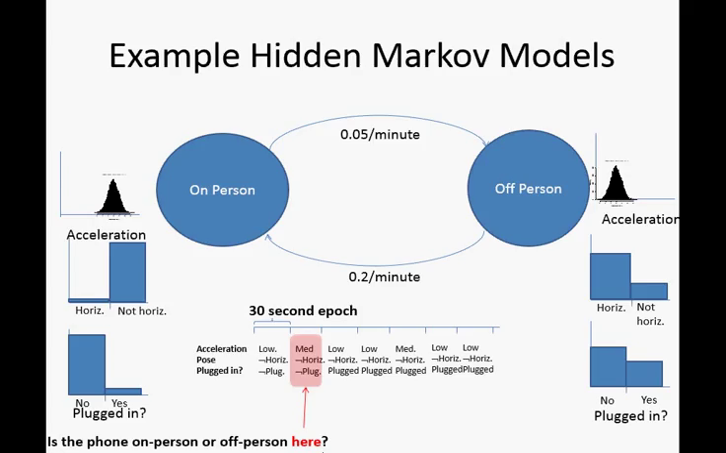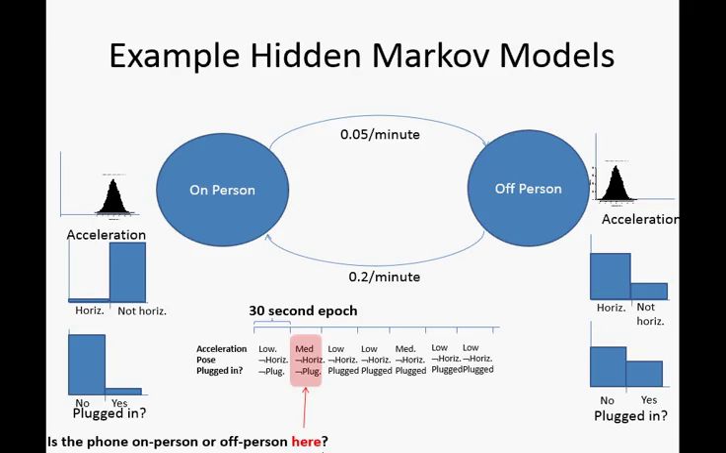Now, we could try to guess from these characteristics alone, by reasoning about the likelihoods across the different distributions, and try to come up with an estimate. But what hidden Markov models are going to take into account is what's going on before this and what's going on after this. And you'll notice that before this, it had a low acceleration in the 30-second epoch before. And successively later, it's also lower.